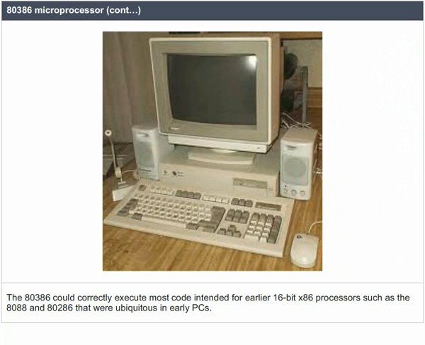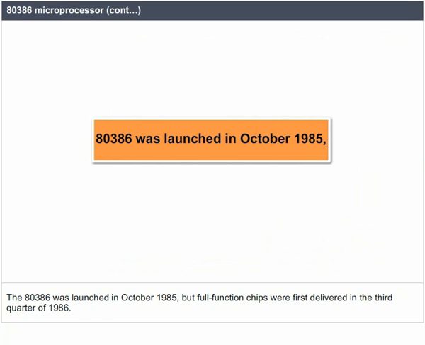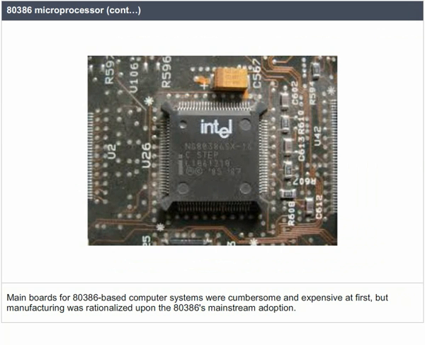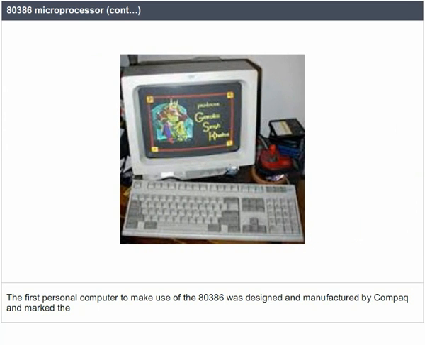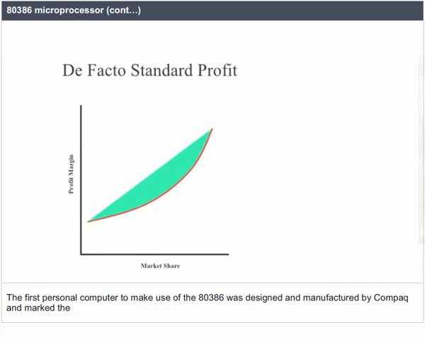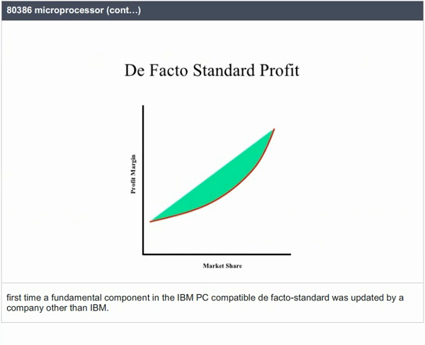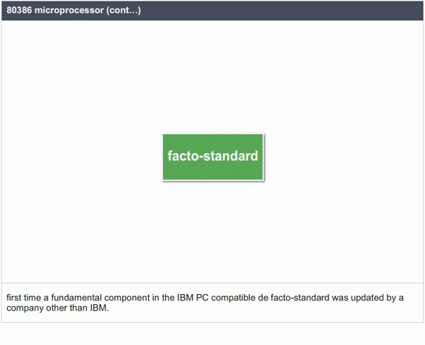The 80386 was launched in October 1985, but full-function chips were first delivered in the third quarter of 1986. Main boards for 80386-based computer systems were cumbersome and expensive at first, but manufacturing was rationalized upon the 80386's mainstream adoption. The first versatile computer to make use of the 80386 was designed and manufactured by Compaq and marked the first time a fundamental component in the IBM PC-compatible de facto standard was updated by a company other than IBM.